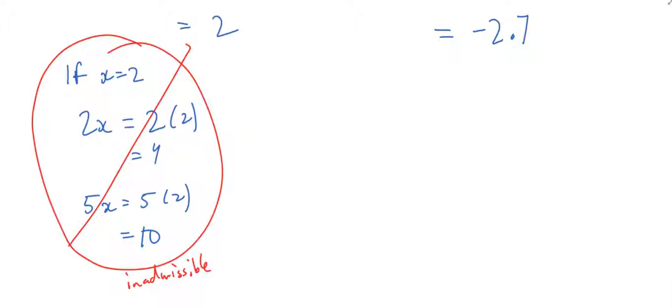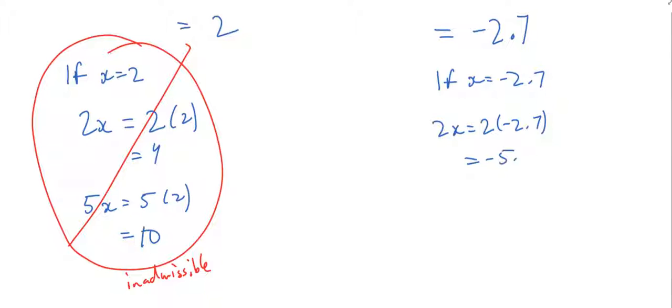Let's try the other one. If x equals negative 2.7, I get 2x is 2 times negative 2.7, which is negative 5.4, and 5x is 5 times negative 2.7, and that should work out to negative 13.5. So those ones we like. Two negative numbers.